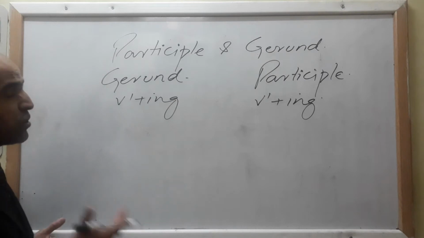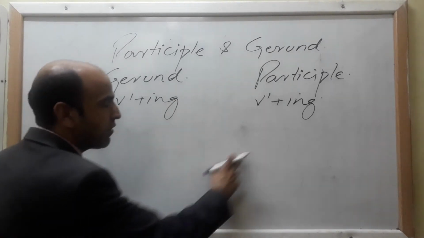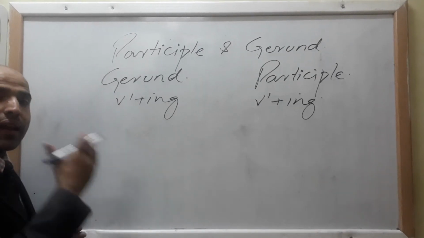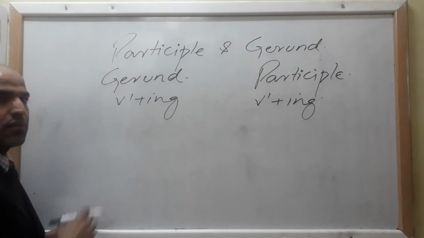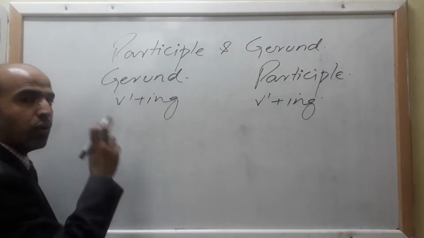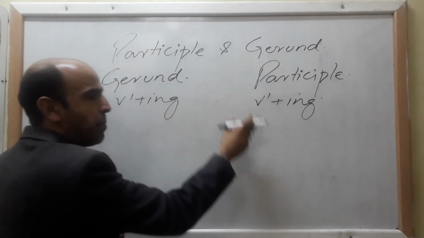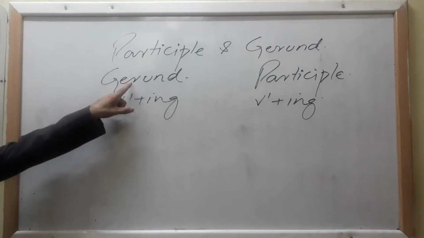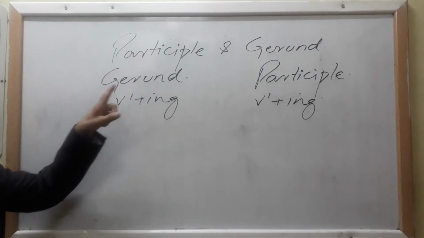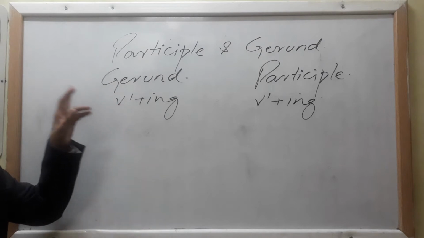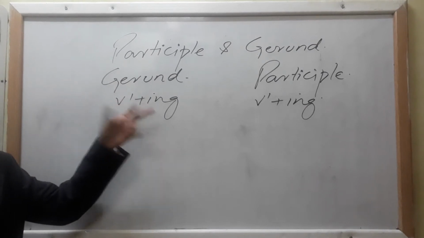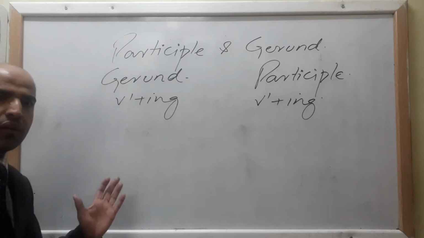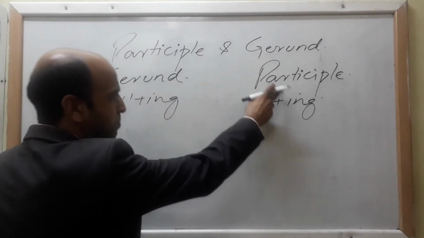I'm going to tell you that only the function, the use of participle and gerund in a sentence, clarifies its status in a sentence. It means you will be able to know whether it is a gerund or a participle only when it is used in a sentence. So a gerund is apparently V1 plus ing, the first form of the verb plus ing, as you write: playing, writing, sleeping, moving. Same is the case with present participle.